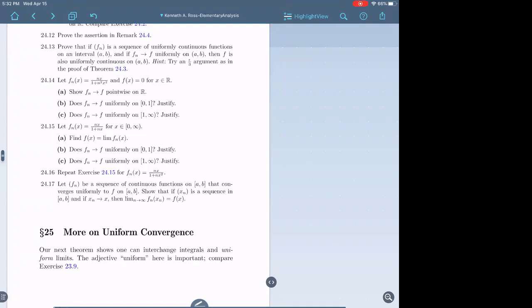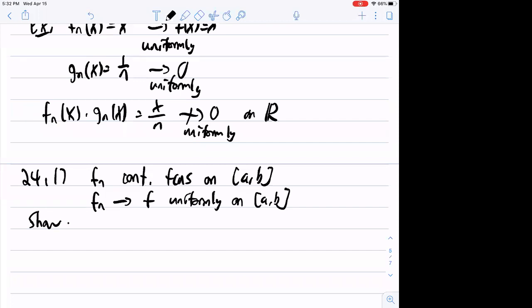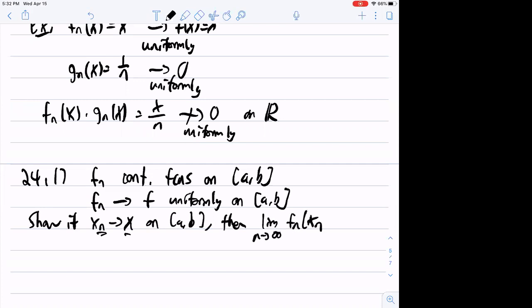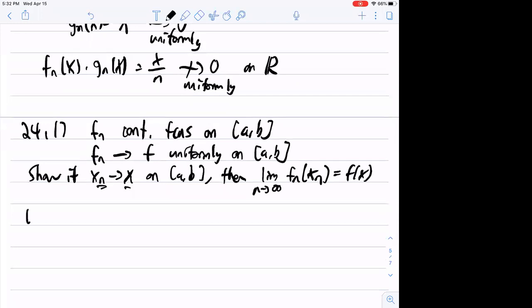So show if xn goes to x, where these are all defined on AB, then the limit as n goes to infinity of Fn of xn is f of x. Okay, so let's write out what we want to show. We want to show for all epsilon bigger than 0, there exists N such that for n greater than or equal to N, this thing is close to this, right?